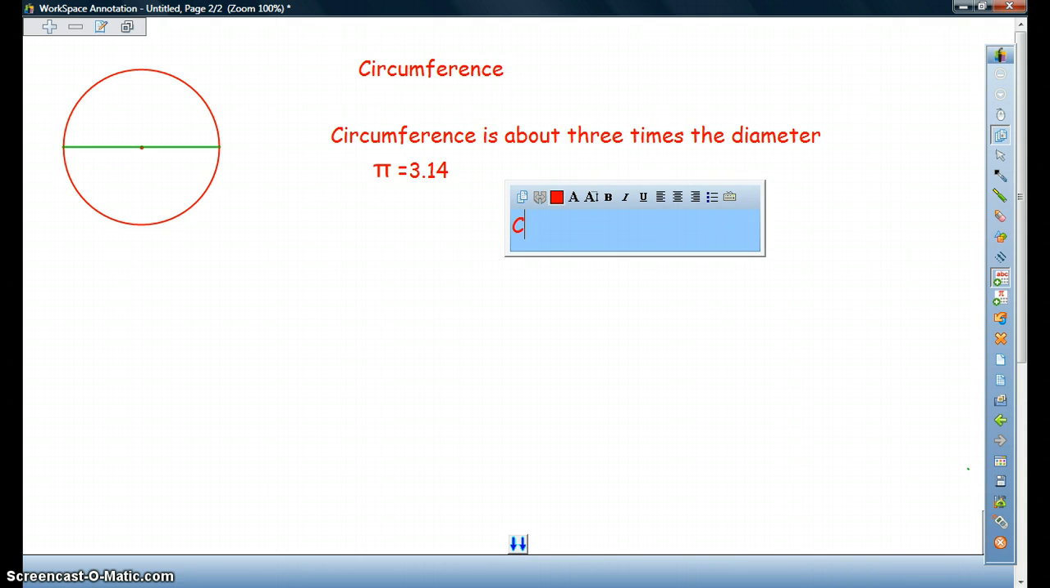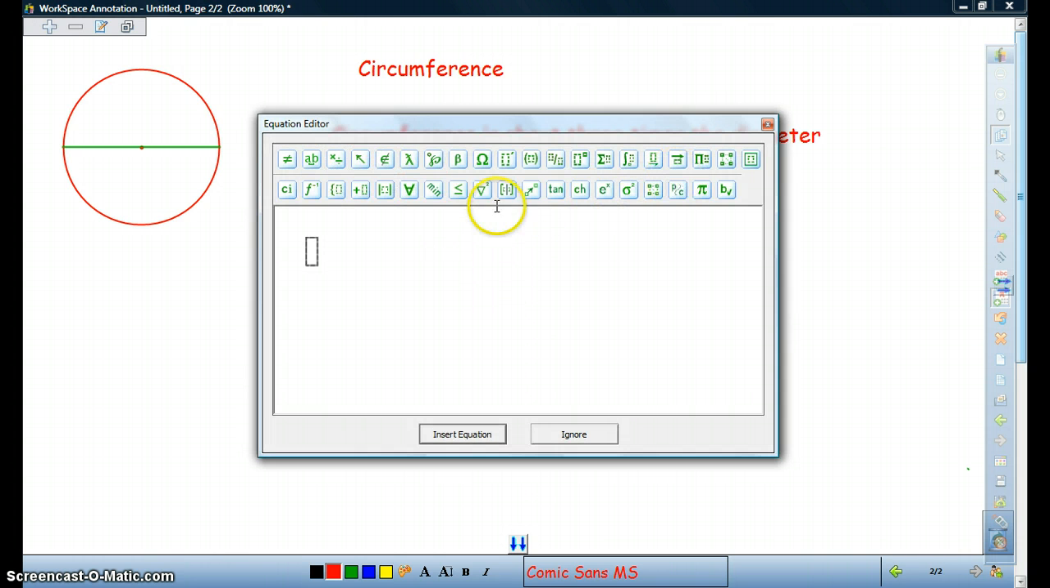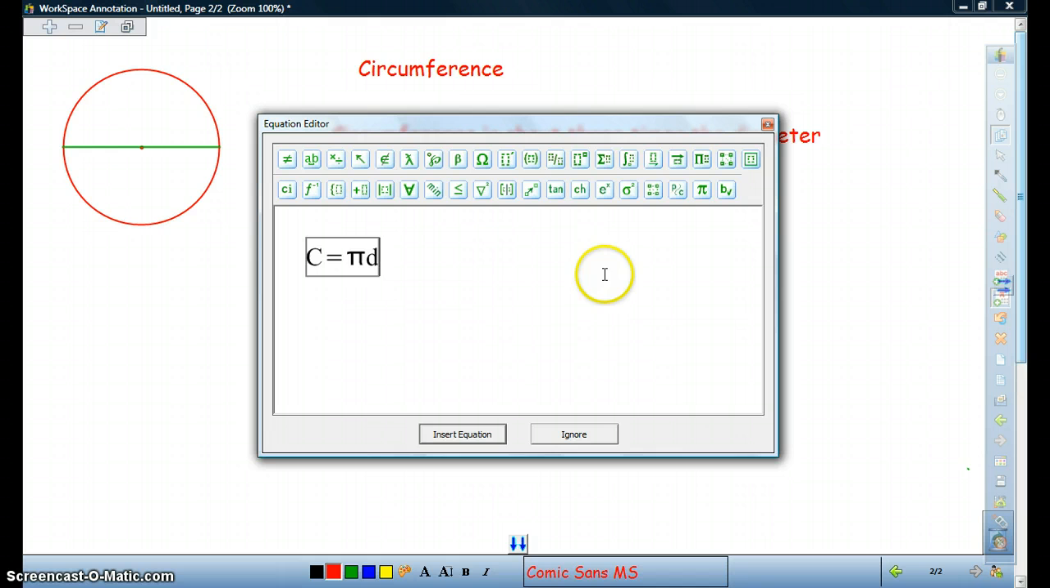C equals pi times d. Yeah, because I'm in this screen, we'll do another one.